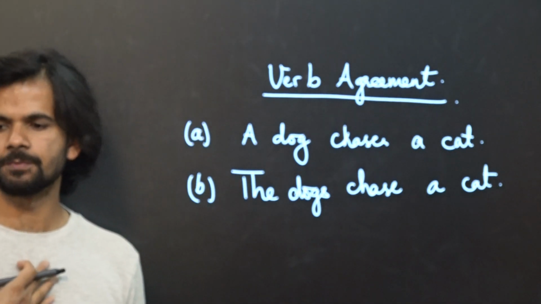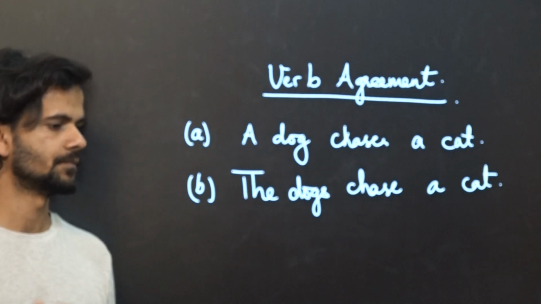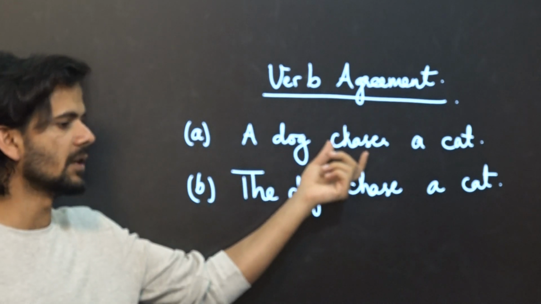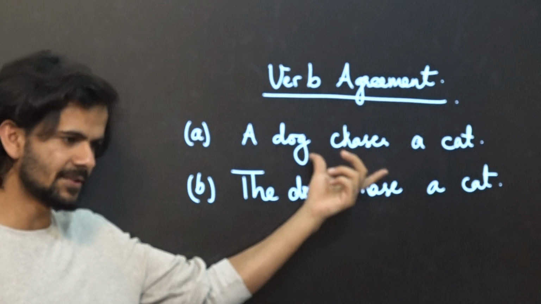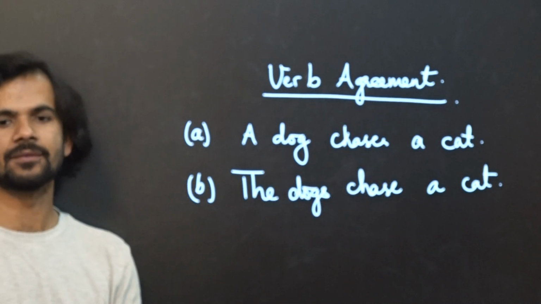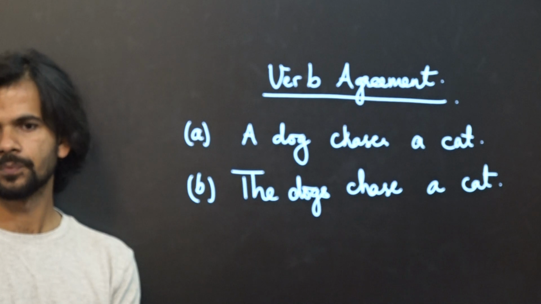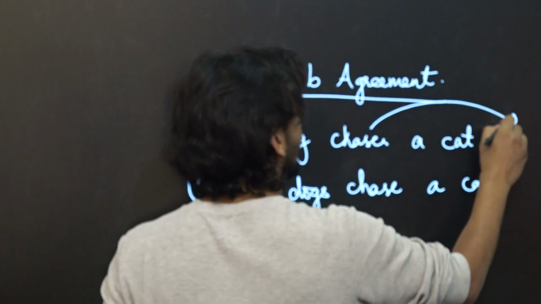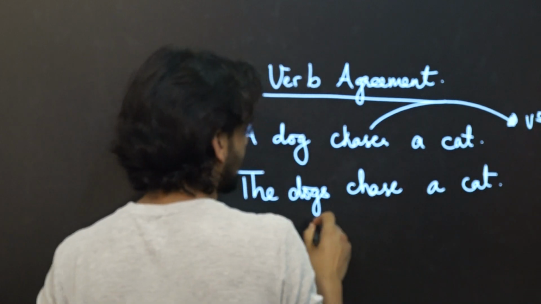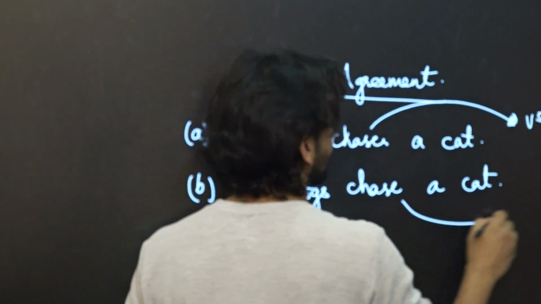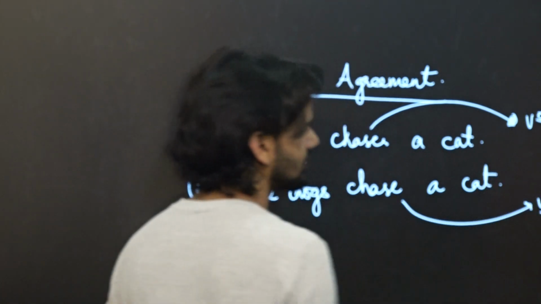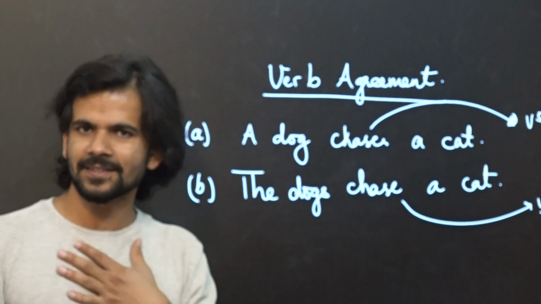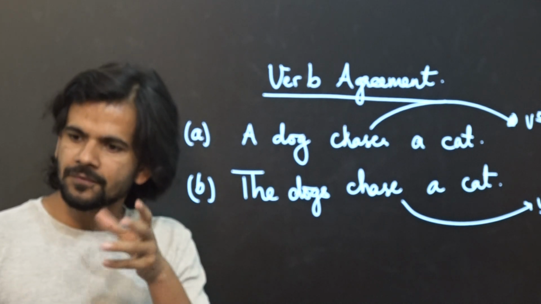What do you see as the difference between these two sentences? The first sentence has the verb chases, and in the second sentence you have only chase. This is called verb 5 and this is called verb 1. Right? The verb is the same. The meaning is the same. But the form of the verb is different.